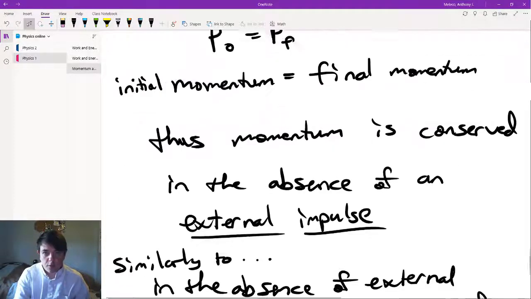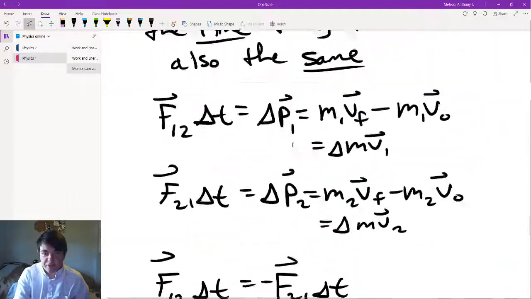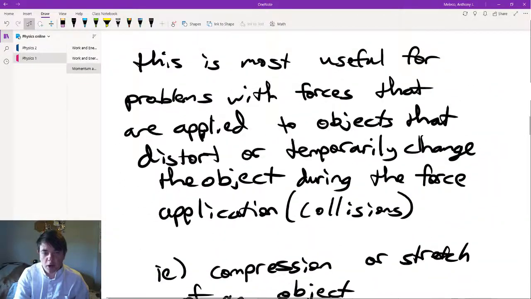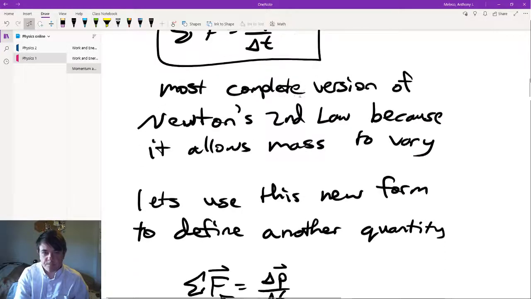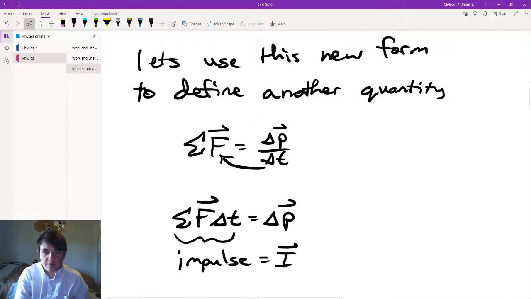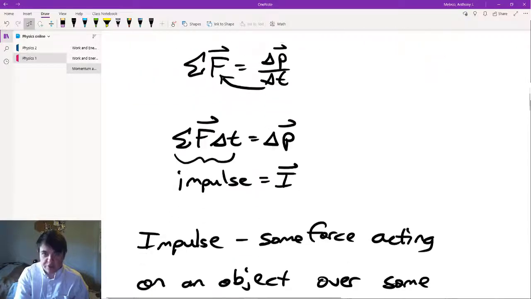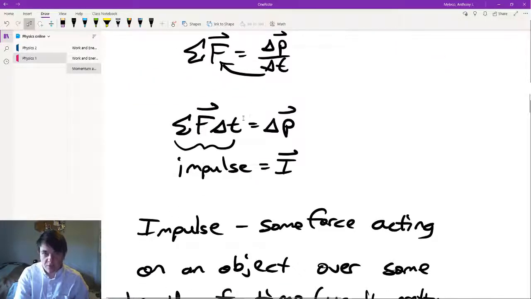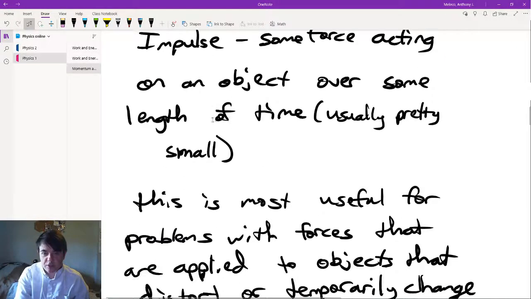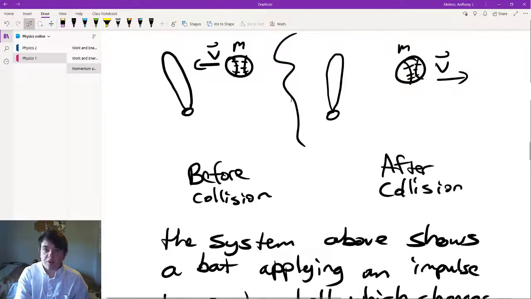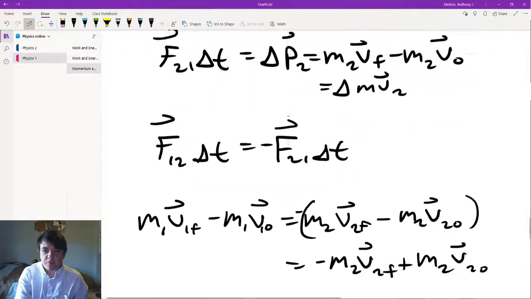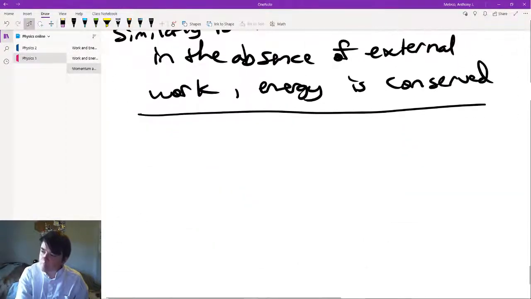So, that's basically momentum conservation. So far, we've defined momentum, mass times velocity. We have talked about impulse. We use the momentum definition and Newton's second law to get a definition of impulse, which is just some force acting over usually a very small time. We talked about why that's useful, and then we said that there's momentum conservation.